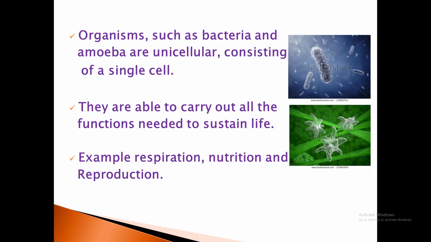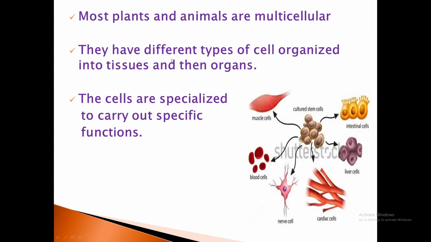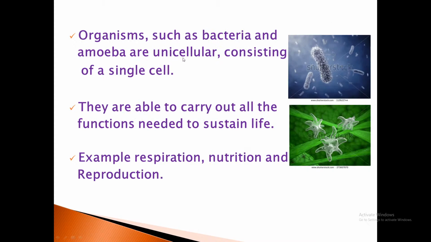Moving on to the next pointer: organisms. Once you hear the term organism, we are talking about living things, which of course include plants and animals. So organisms such as bacteria and amoeba are unicellular, consisting of a single cell. Students, once you come across the term unicellular, it actually means one, that it is a single cell. So organisms that are only one cell thick, we normally say that they are unicellular.